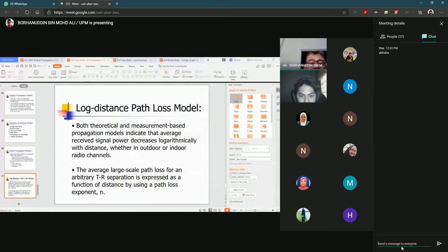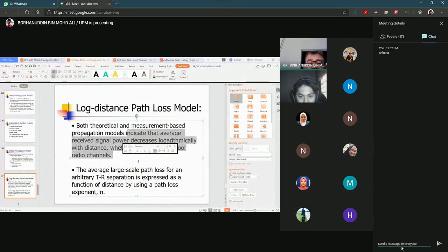Log distance path model. Both theoretical and measurement-based propagation models indicate that average received signal power decreases logarithmically with distance, whether outdoor or indoor radio channels. Okay, so this one is not talking about indoor only. It is saying that logarithmically, the signal will attenuate, decrease. Logarithmically, meaning every 10 kilometers, for example, it will decrease as you proceed.